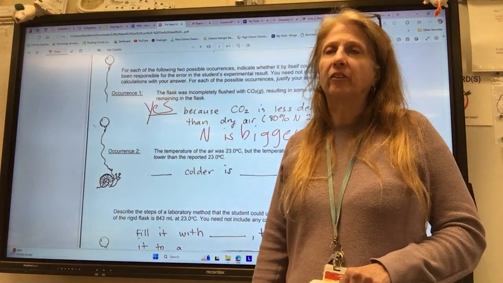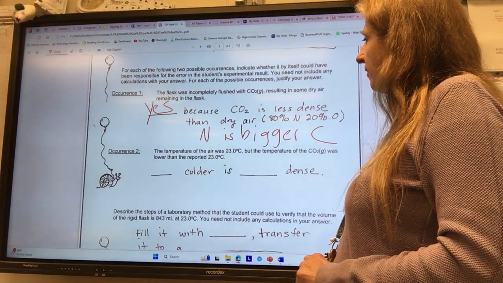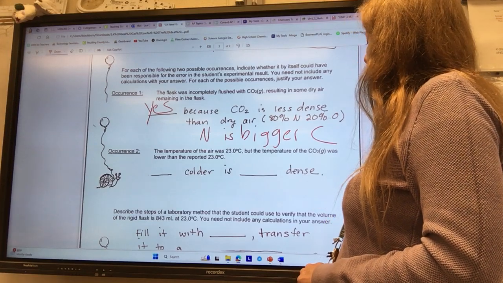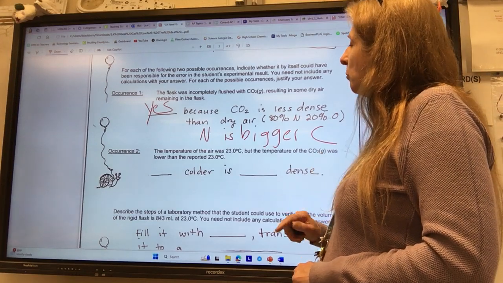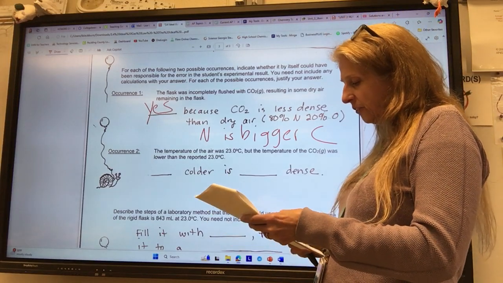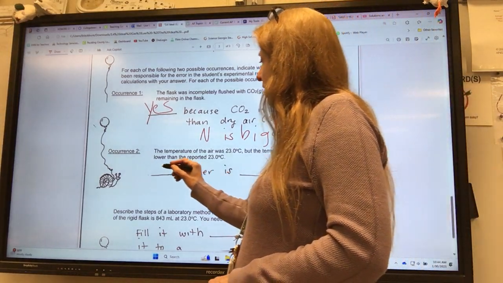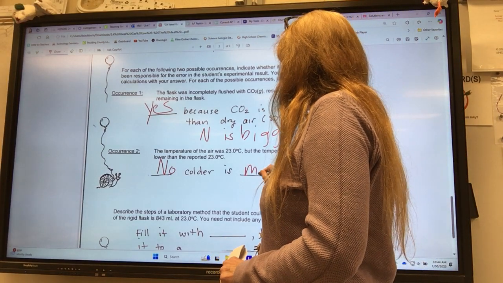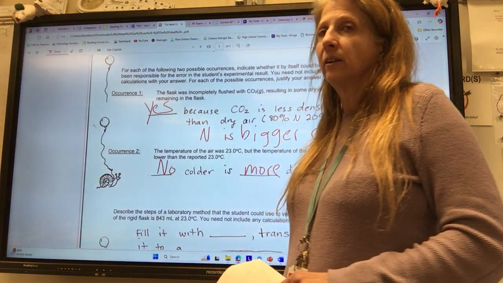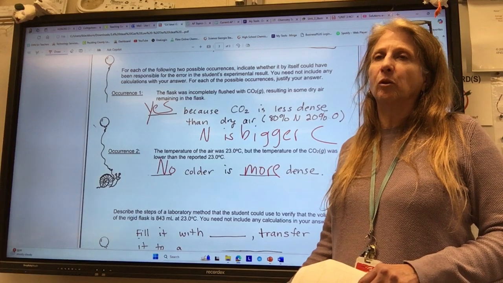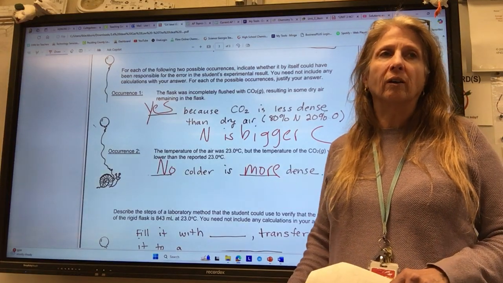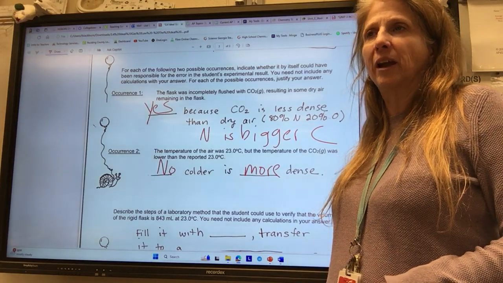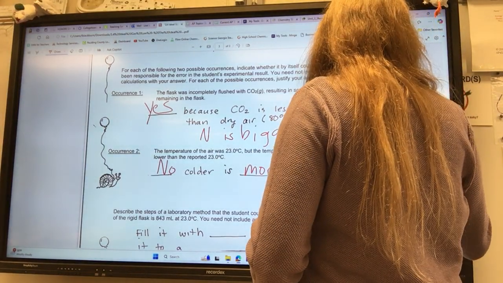Okay? Yes, it would. Okay, next occurrence is the temperature of the air was 23 degrees Celsius, but the temperature of the CO2 was lower than reported. So this is no, this would not work because colder air is more dense, not less. See, instead of it being 40 when it should have been 44, this would have taken it the other way. Can you sort of imagine that? If not, just think about it, you'll get it.